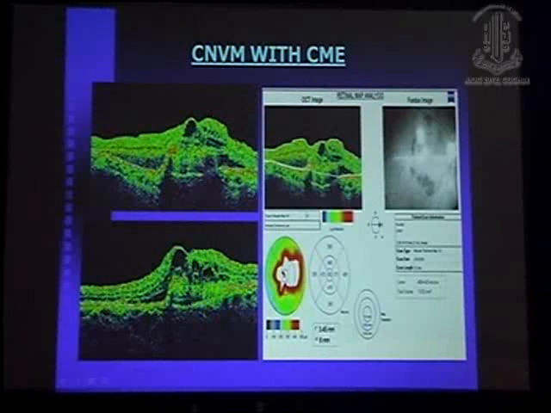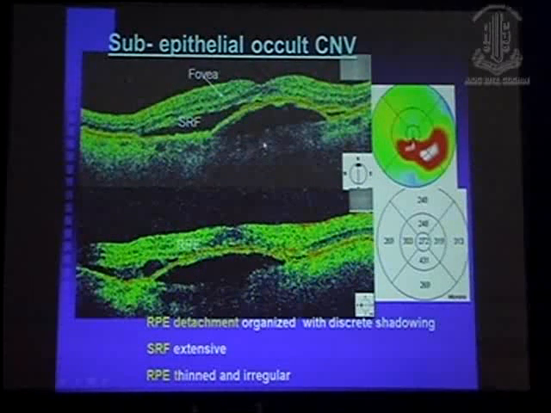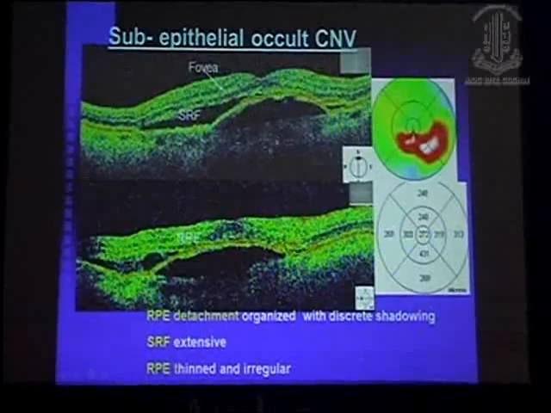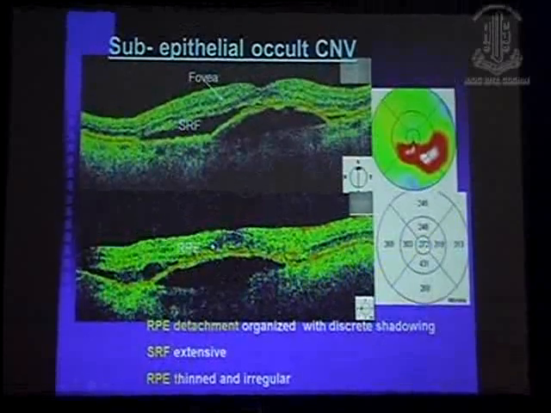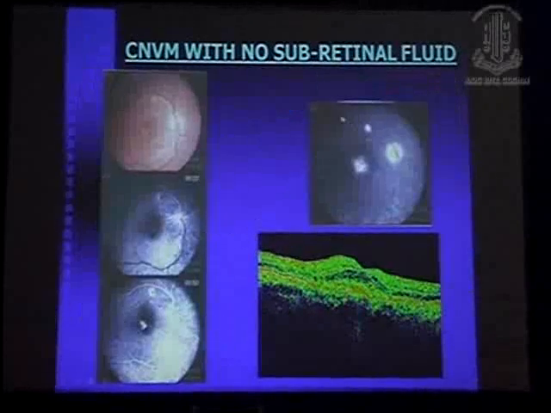Then there is association of a CNVM with an overlying cystoid macular edema. Again, it helps you plan your treatment and also the response to treatment thereafter. This is a subepithelial occult CNV which is seen, and this is the RPE elevation which is seen here.